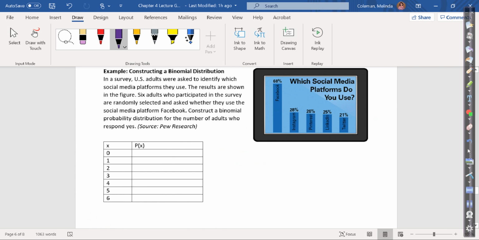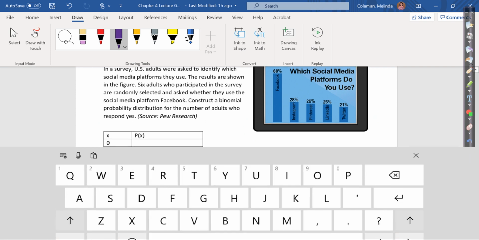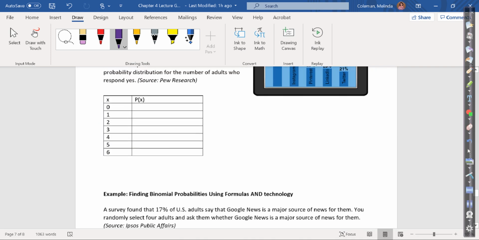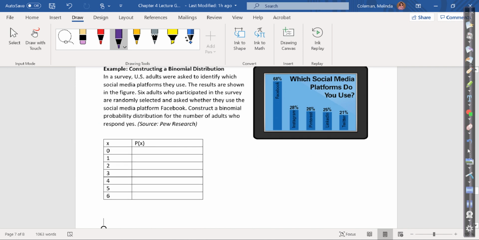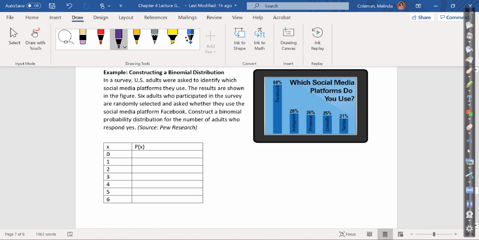All right, so let's do another one this time. And I'm going to show you some additional buttons that you can use on your calculator that are going to be even easier to use. All right, so this example says, in a survey, U.S. adults were asked to identify which social media platforms they use, and here are the results. 6 adults who participated in the survey were randomly selected and asked if they use the social media platform Facebook. So I'm only looking at Facebook responses here.